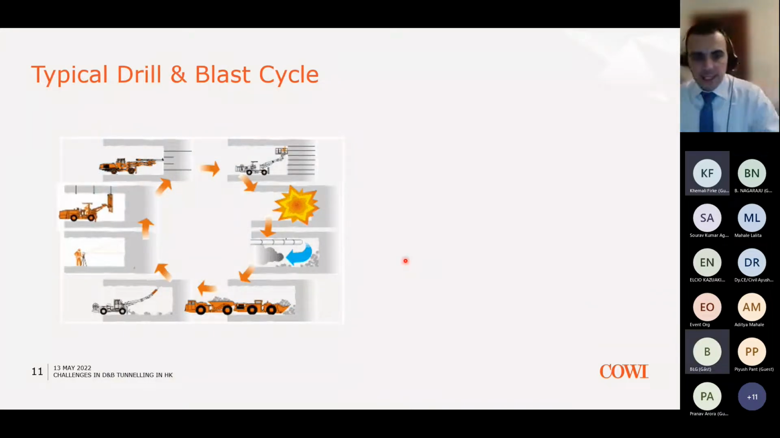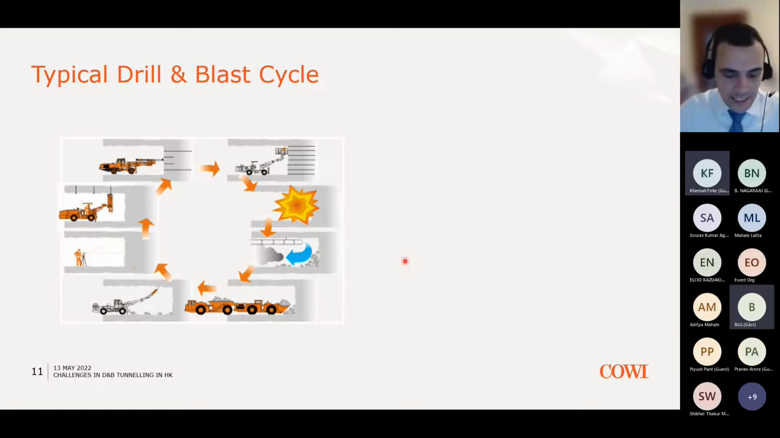In this slide, I will try to explain very briefly a typical cycle of the drill and blast advance. For this project and for these ground conditions, we typically had between 5 to 6 meters of advance length for each cycle, with the aim of advancing approximately 40 meters within a week.